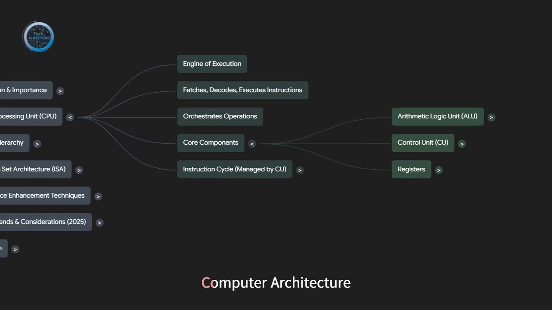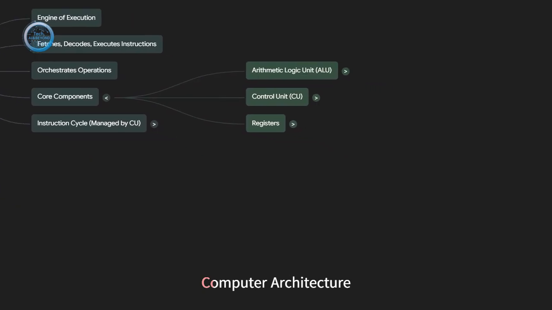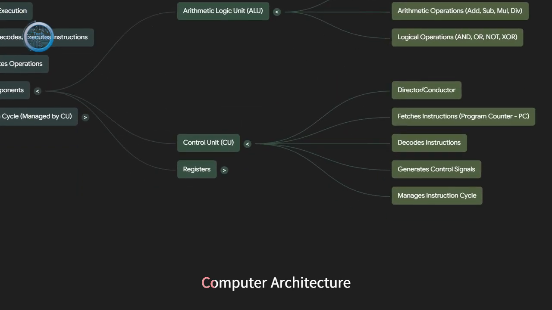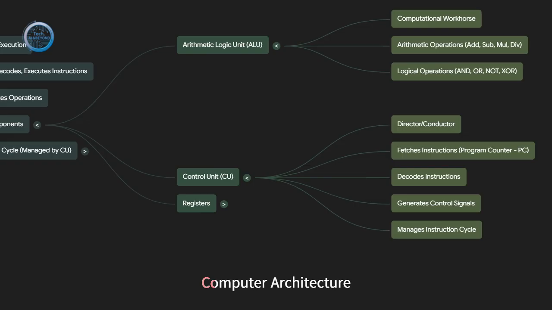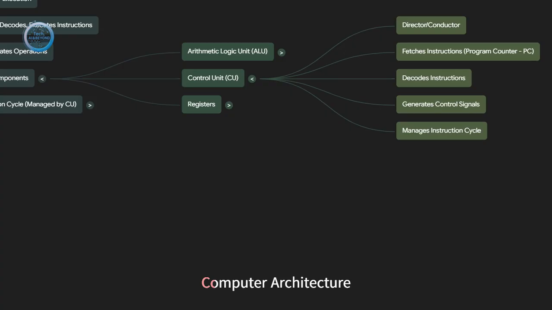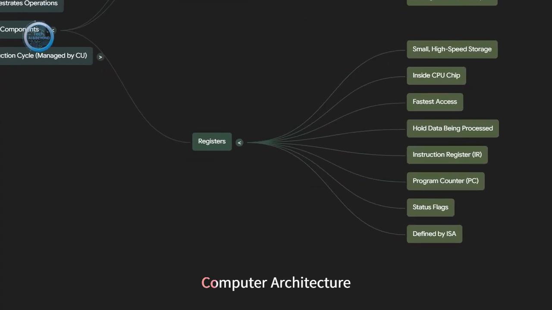Okay, you mentioned the CPU, calling it the brain. Let's dive into that. What are the main components inside a CPU? Right. The CPU, the central processing unit, it's the engine that runs the programs. We can break it down into three main parts. First, there's the arithmetic logic unit, the ALU. This is where the actual number crunching and logic happens. Addition, subtraction, multiplication, and also logical operations like AND, OR, or NOT. It's the computational core, the workhorse.